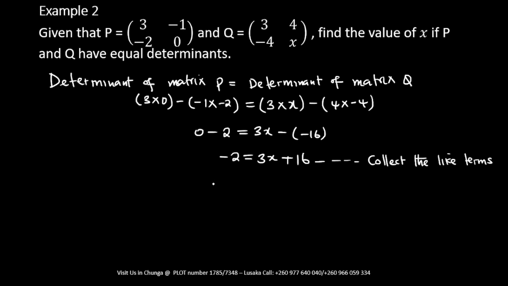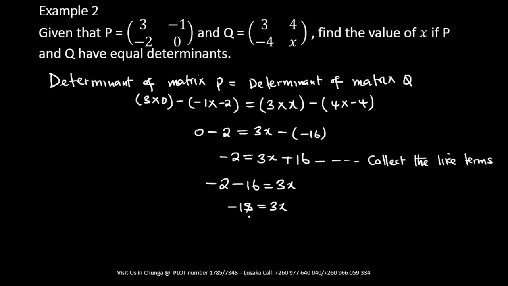A negative. So we're going to have negative 2 minus 16 being equal to 3x, like that. So what happens there? Negative 2 minus 16, this one will give us negative what? Negative 18 being equal to 3x. We're able to get negative 18 here because the signs are the same. If the signs are the same, what do you do? You put them together and maintain the sign.